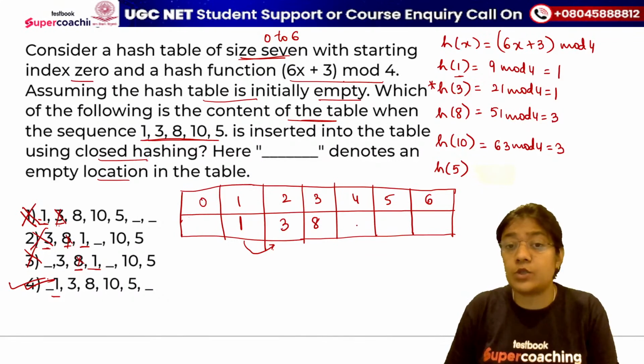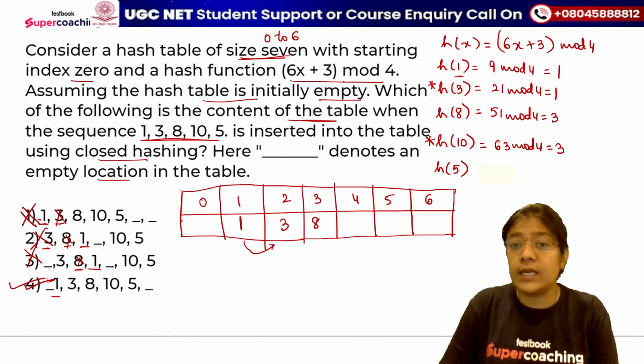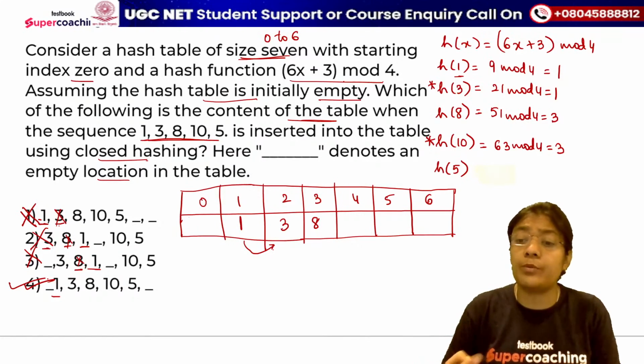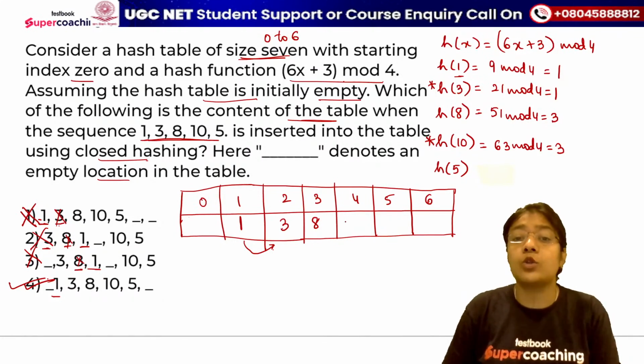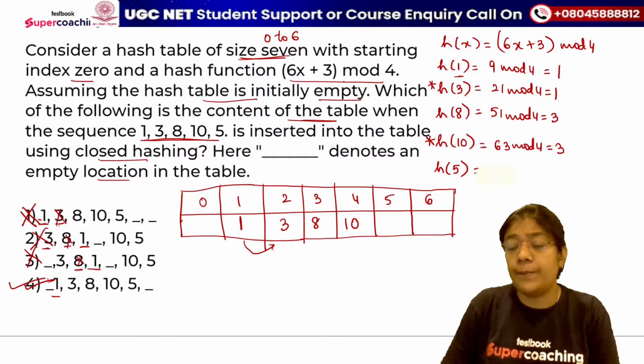Sorry, next available slot is 4, क्योंकि index 3 है, 3 पे collision हो गया। 10 के लिए भी collision आ रहा है। आप से question में number of collisions भी पूछ सकते हैं। तो यहाँ पे 10 store होगा at the next available slot. 5 into 6 is 30, 33 mod 4.